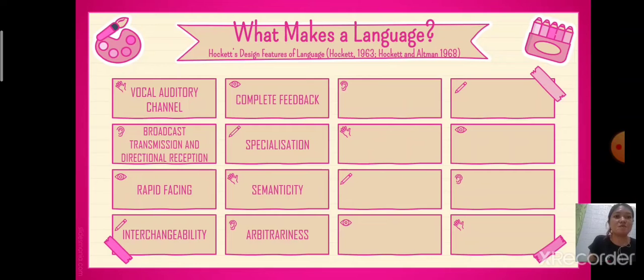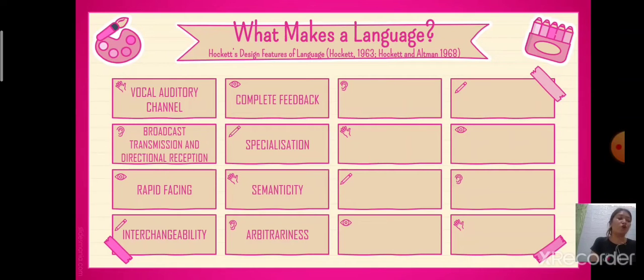They also have specialization, where language is specialized in different organs, for example, the lips, the tongue, the ear, and obviously the vocal tracts. The ear or auditory tract is also specialized in language, because in order for you to communicate, you are going to use your auditory tract or listen carefully to the words or what the speaker wants to convey. Next, semanticity, because every word has its own meaning.